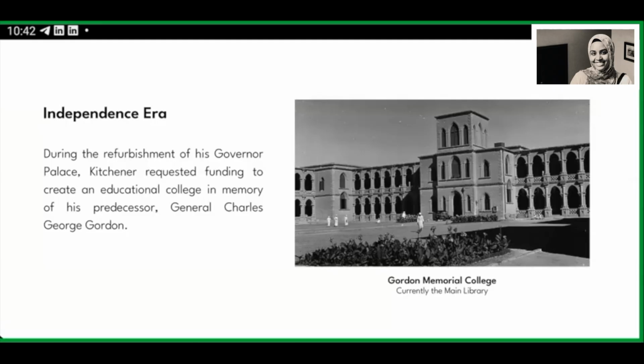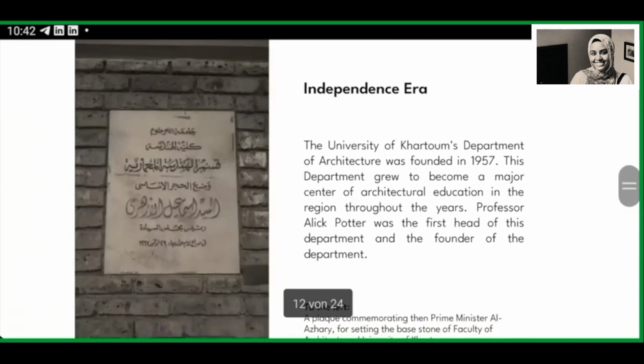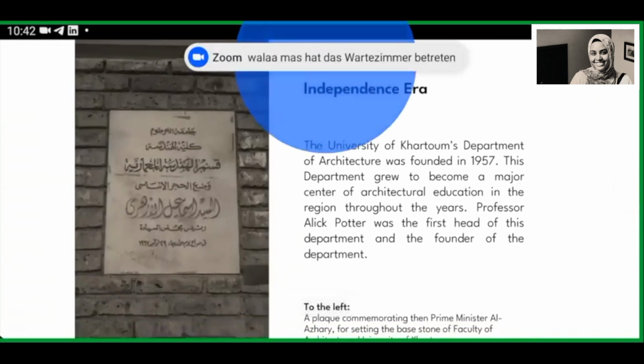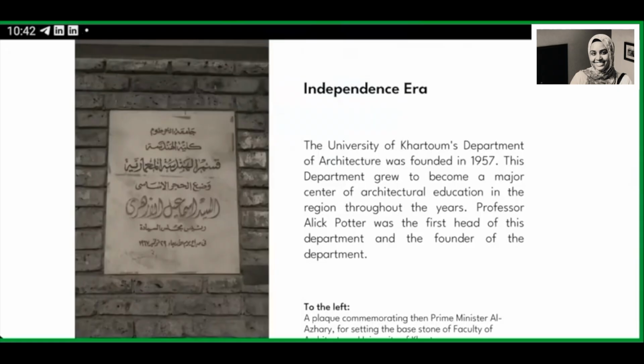So the benchmark that this college has created was the introduction of the first generation of Sudanese architects who arrived in 1961, after the University of Khartoum, which is the later name of this Gordon Memorial College, appointed architect Alec Potter to establish the Department of Architecture in the School of Engineering about 1956. He recruited 4 second-year students from the Faculty of Engineering to join his new department. And the Faculty of Architecture till now bears a design studio by his name.